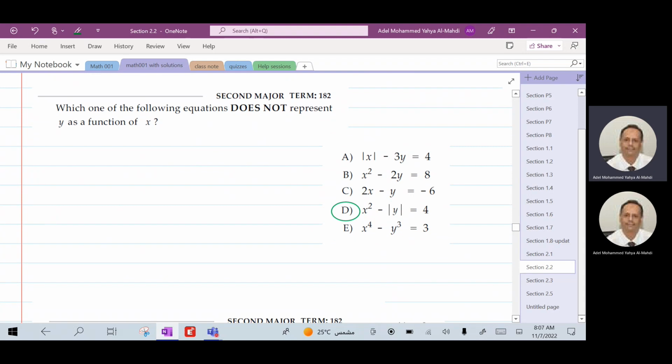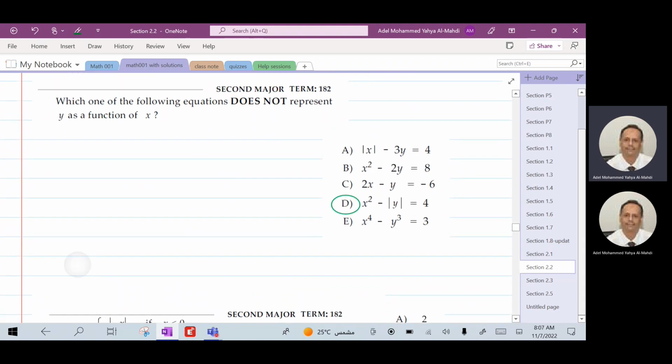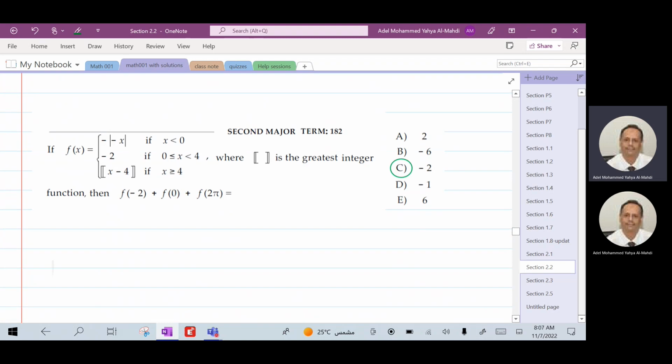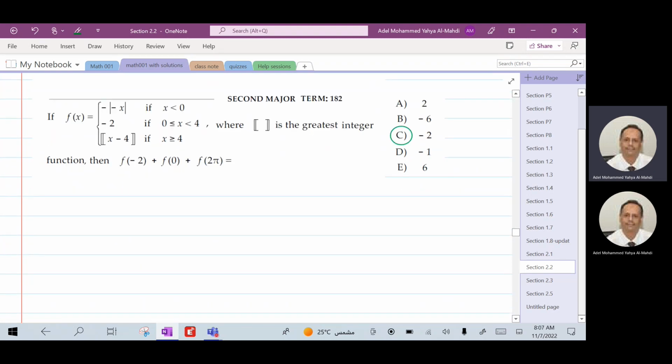This question is about, let me solve one more. We will solve all these questions. Then we will come to the second part about how to test functions. So here we are given a piecewise function, absolute value, and the greatest integer function. We need to find f at some specific numbers. So we start with f at -2.